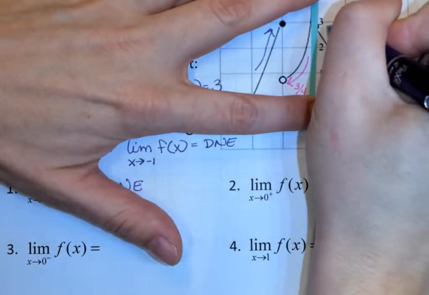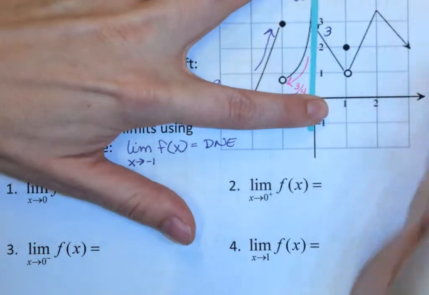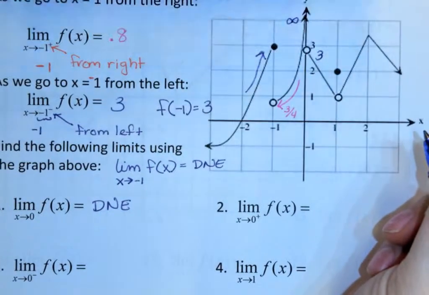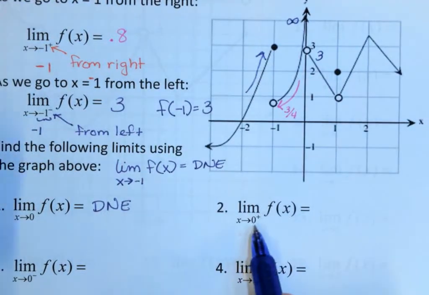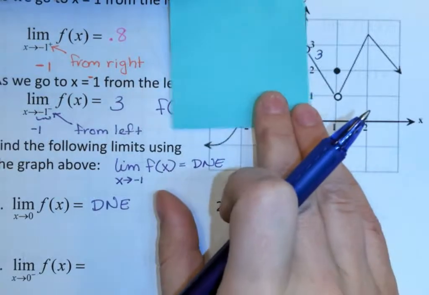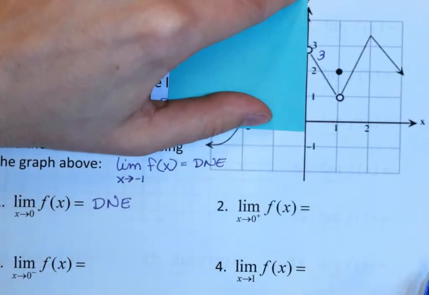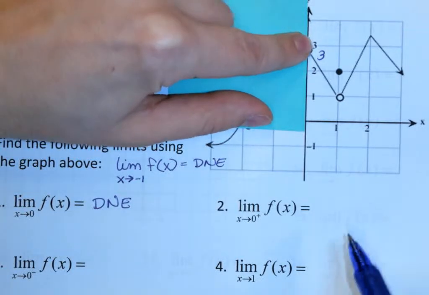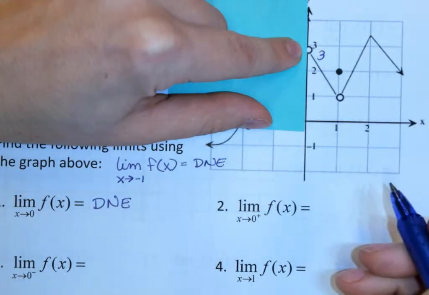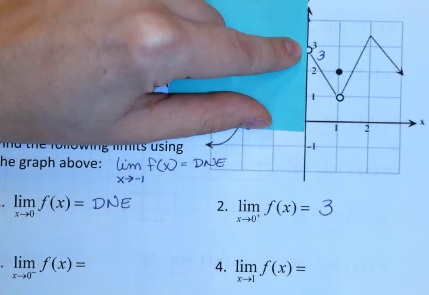Because from this side it's going to 3, from this side it's going to infinity. Now if I look at the next one, what is this talking about? One side. Which side? So all I care about is that piece of the graph. What is my function going to? 3. Okay?